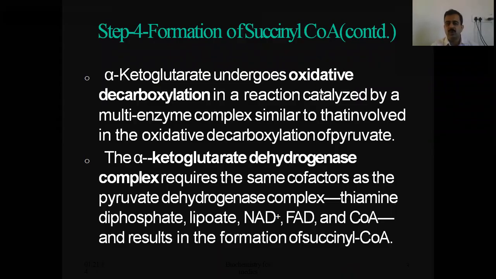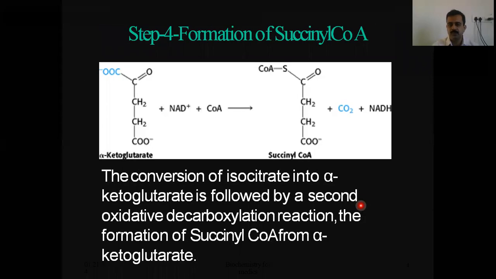Now, step 4, formation of succinyl coenzyme A. Alpha ketoglutarate undergoes oxidative decarboxylation in a reaction catalyzed by a multi-enzyme complex similar to that involved in the oxidative decarboxylation of pyruvate. The alpha ketoglutarate dehydrogenase complex requires the same cofactors as the pyruvate dehydrogenase complex, like thiamine diphosphate, lipoate, NAD+, FAD, and coenzyme A, and results in the formation of succinyl coenzyme A. So in the fourth step, the alpha KG is converted into succinyl coenzyme A.